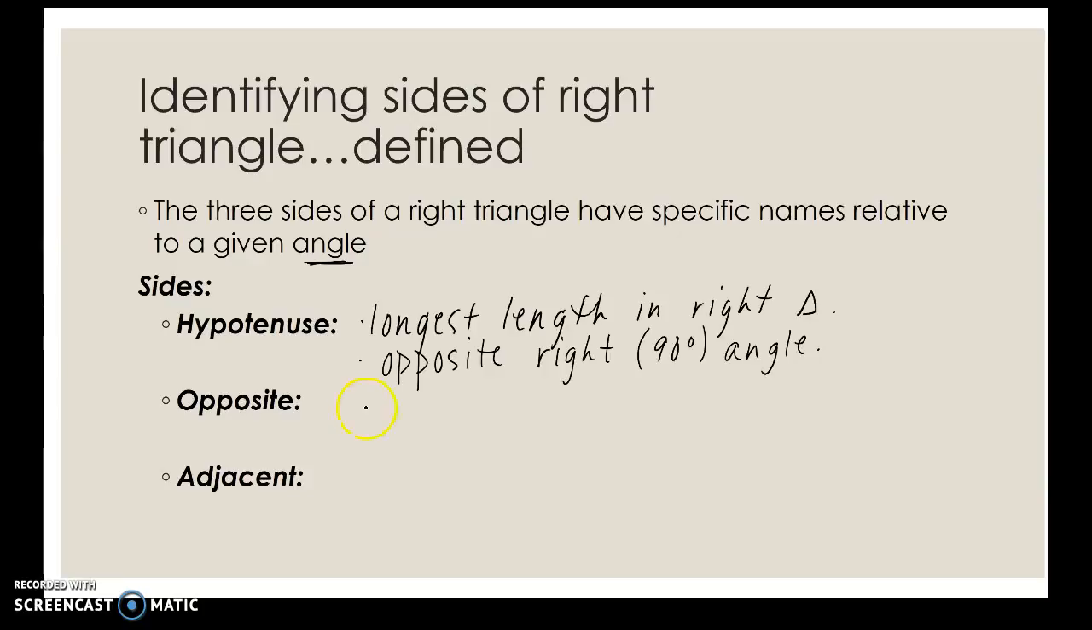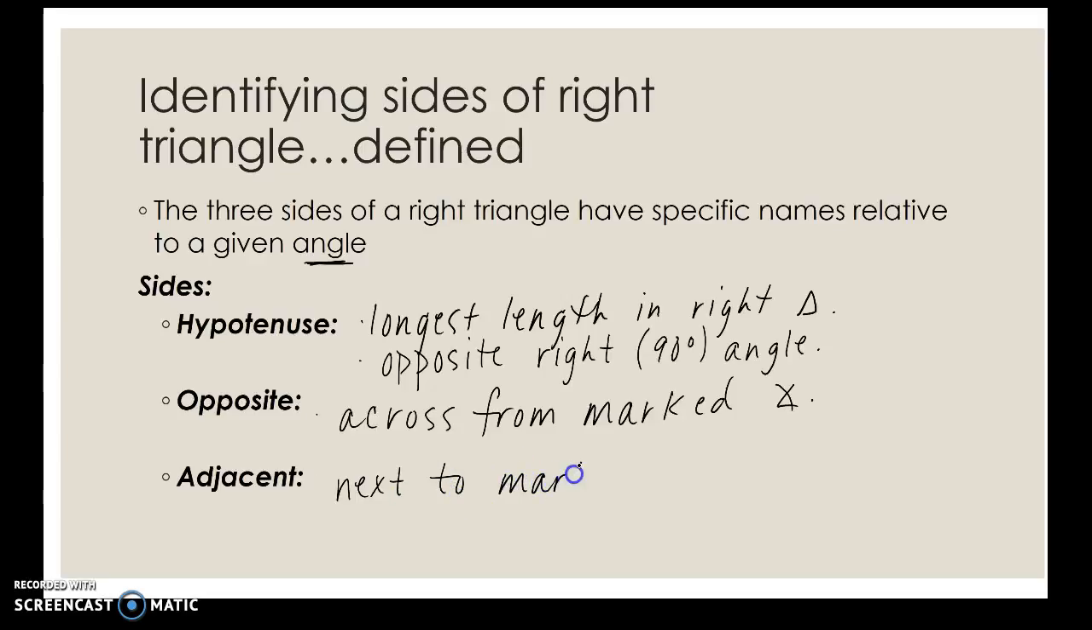The opposite side is, as it would suggest, across from the marked angle. And adjacent is the side next to the marked angle. So again, it's all about the placement of these side lengths. Not the hypotenuse, but the opposite and adjacent sides are always relative to a marked angle in the triangle. So let's look at an example of that.